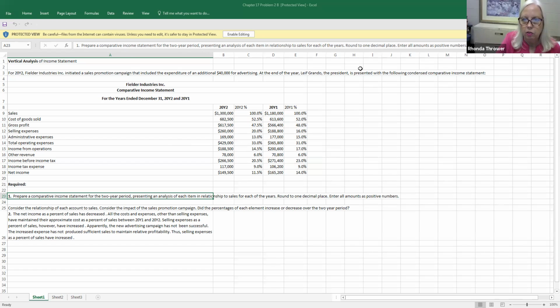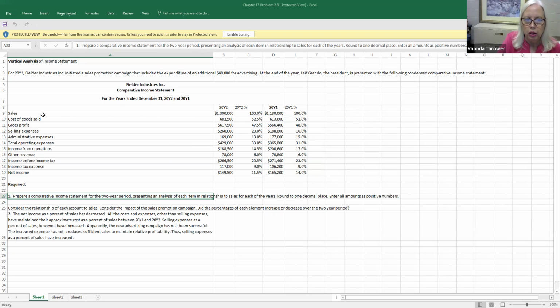What you're looking at is a spreadsheet that demonstrates vertical analysis. What we've been doing in Chapter 17 is analyzing our financial statements. When you are doing vertical analysis, what you do depends on the financial statement that you're analyzing.